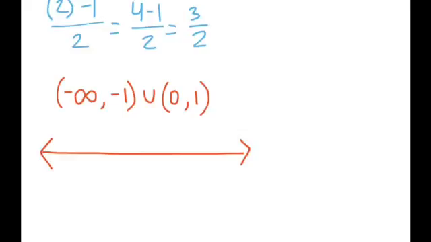So on a number line, that would be everything less than but not equal to negative 1, and everything not equal to 0 and not equal to 1, but in between them. It's like this.